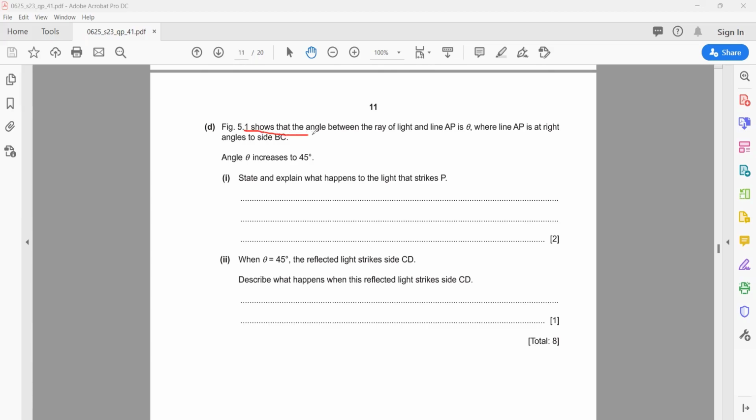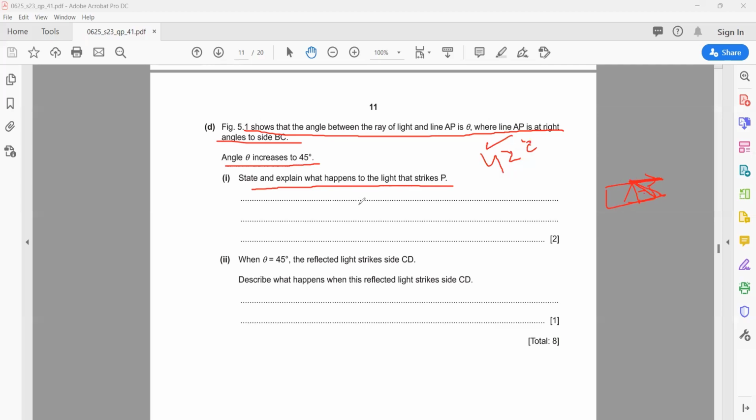Now figure 5.1 shows the angle between the ray AP theta, where line AP is at right angle to BC. The angle theta is increased to 45 degrees. State and explain what happened to the light that strikes at P. What is the critical angle we found? That is 42. If the incidence angle increases more than the critical angle, the ray will go for total internal reflection. Some of the part will go like this and all the other will reflect back.